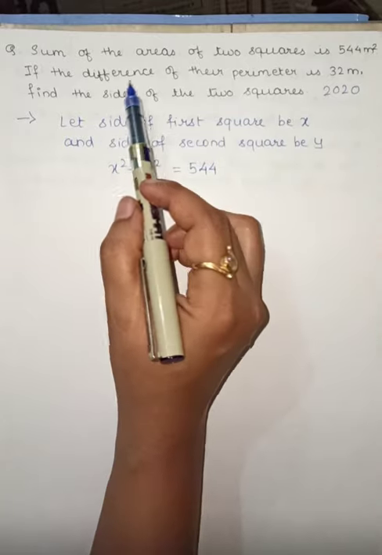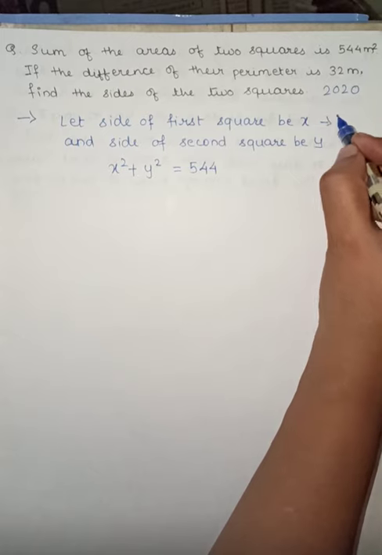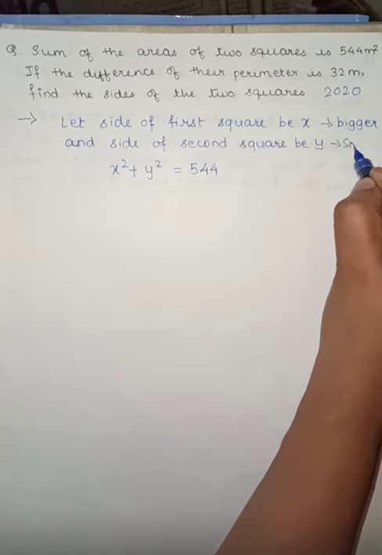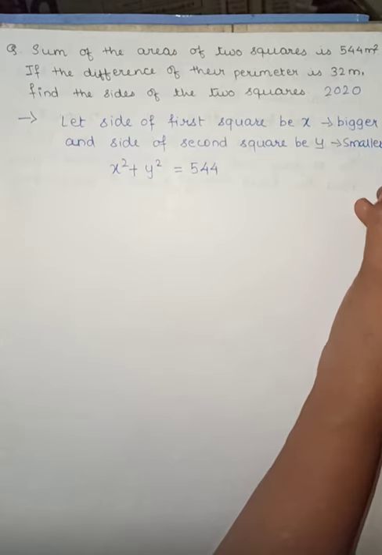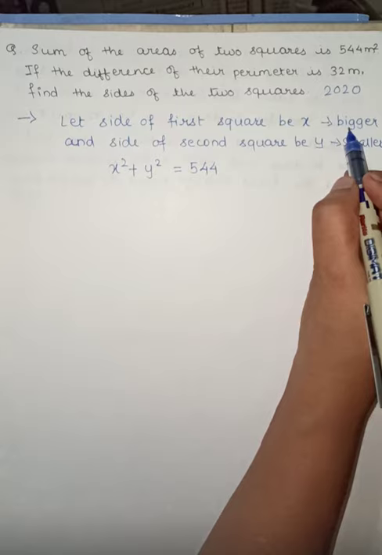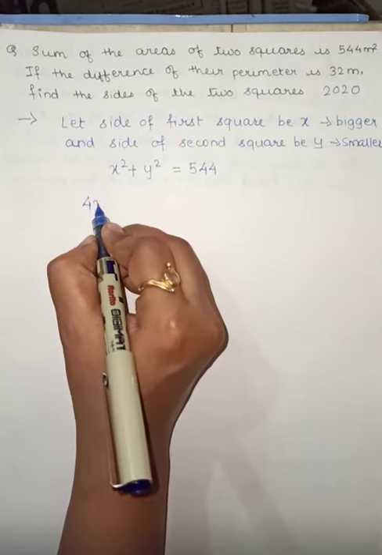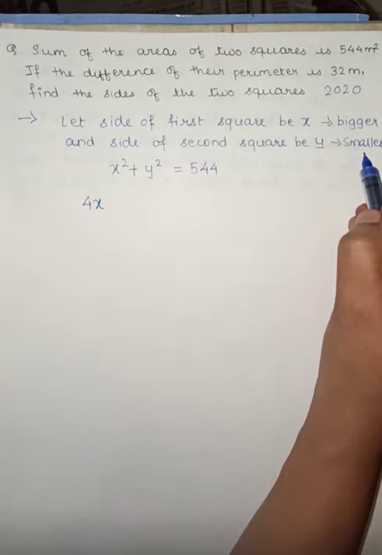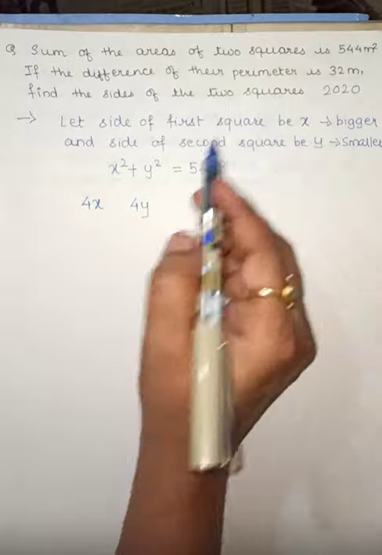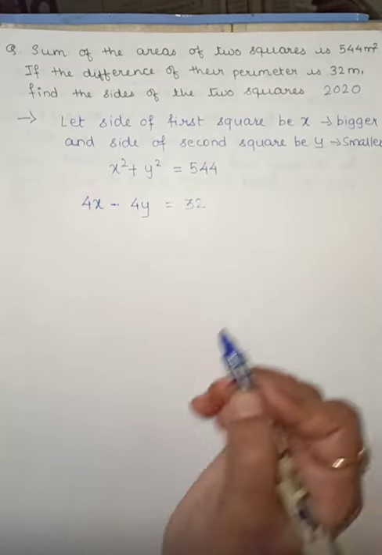Second condition, difference of their perimeters. Let us assume this is the bigger square and this is the smaller one. Whenever you are taking the difference, you will be subtracting the smaller one from the bigger. The perimeter of this square, if its side is x, will be 4x. And the perimeter of the smaller square will be 4y. The difference of their perimeters, subtraction, is equal to 32.